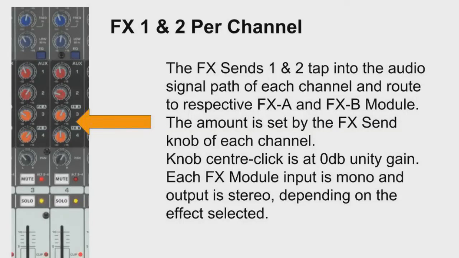Now to the FX channels. Like the auxiliary 1 and 2, the FX sends 1 and 2 tap into the audio signal path of each channel and route to the respective FXA or FXB module. The amount is set by the FX send knob of each channel, and the center click is at 0 dB unity. Just to note that each FX module input is a mono signal because all your channels are mono, and the output is stereo depending on the effect selected, which is fed to the main master bus.